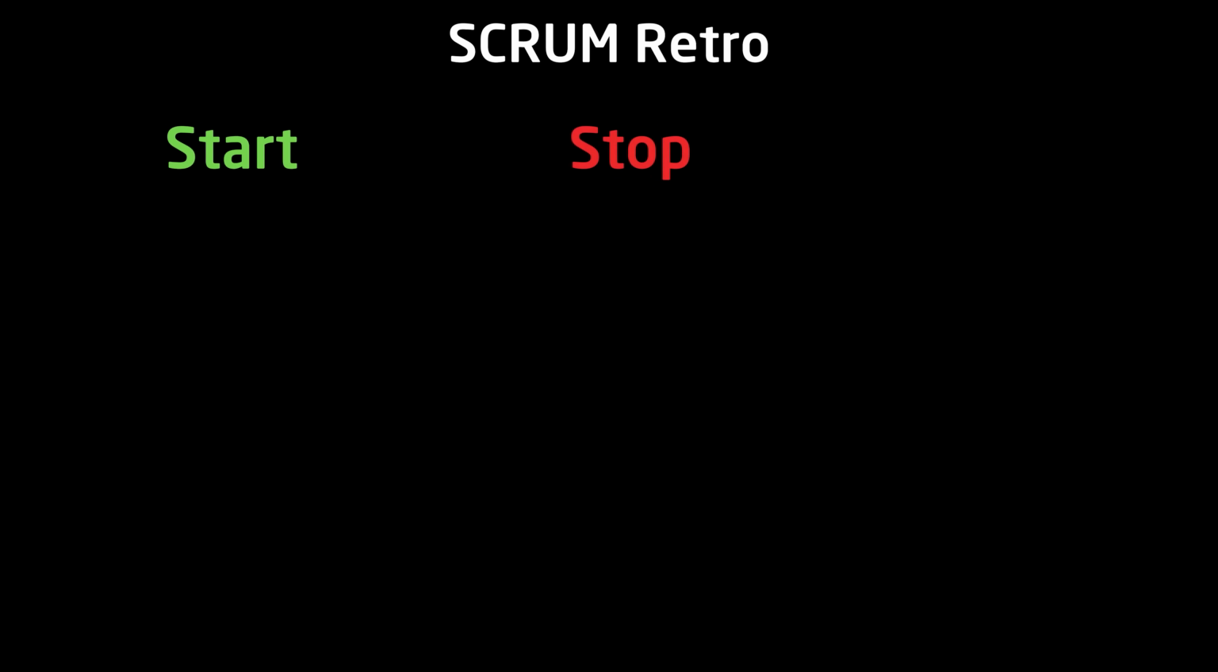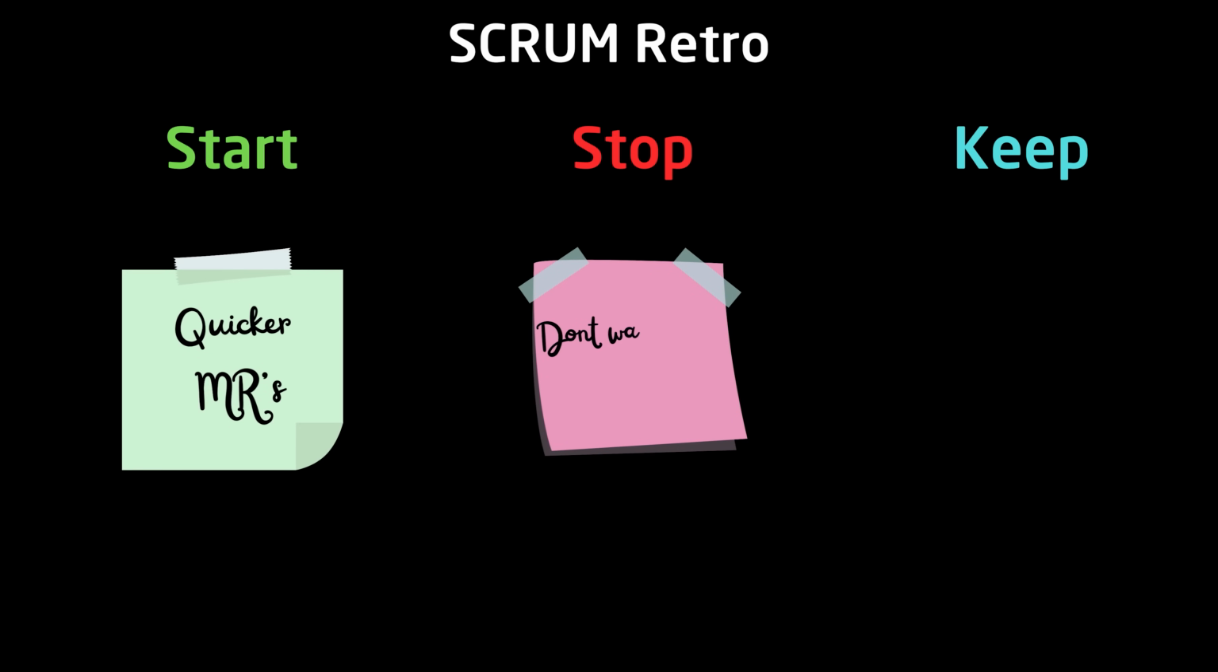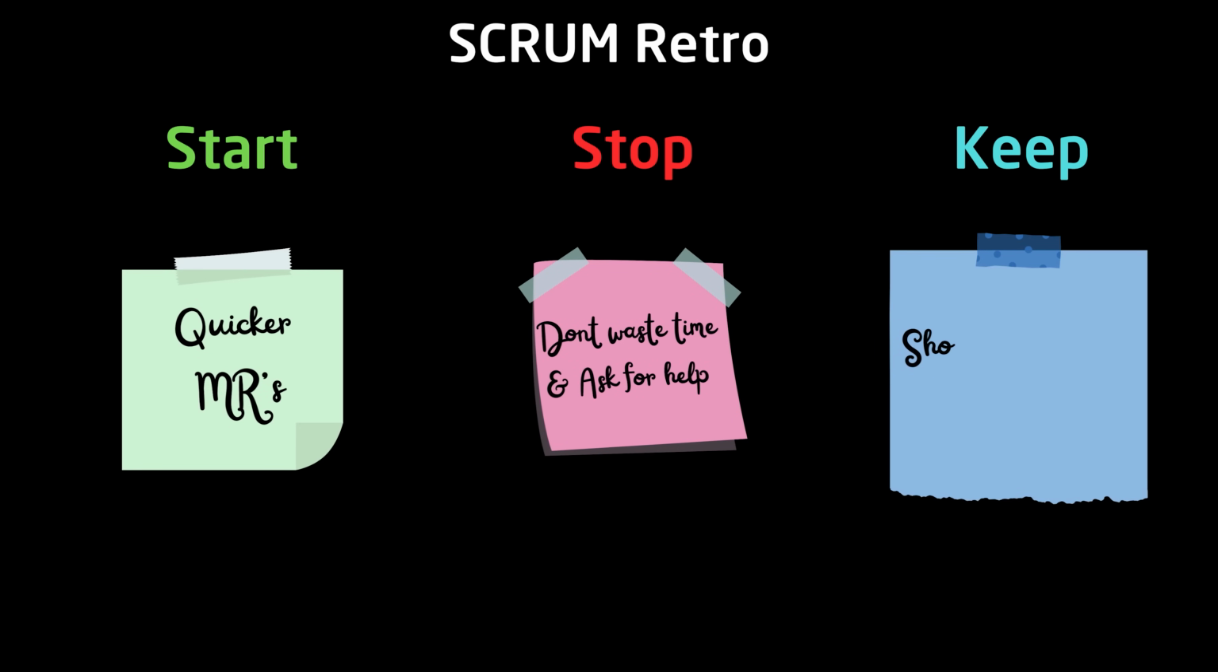A quick example of these questions could be: start reviewing merge requests quicker so the story can be completed faster. Stop wasting too much time on a task if you're stuck and ask for help quicker. Keep having short and informative meetings to discuss open questions instead of planning an hour-long meeting for a simple question. We usually write our personal answers to these questions down and discuss them in the team.